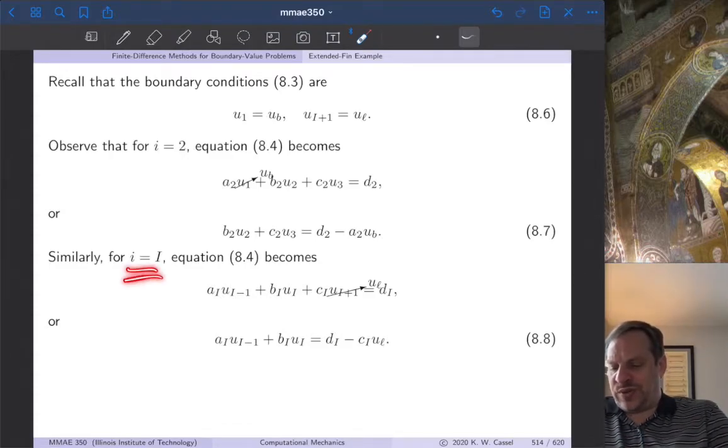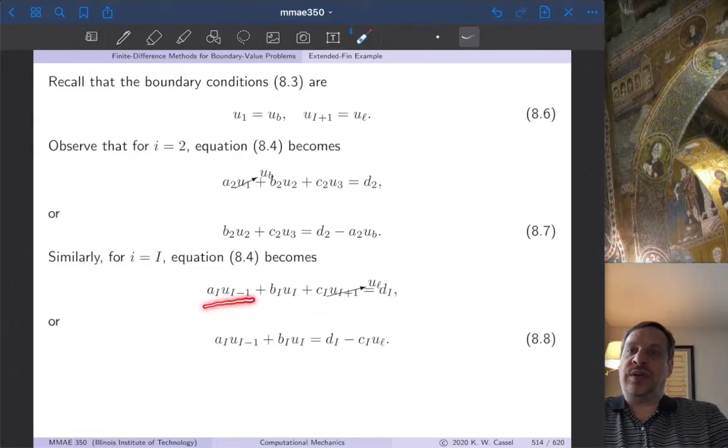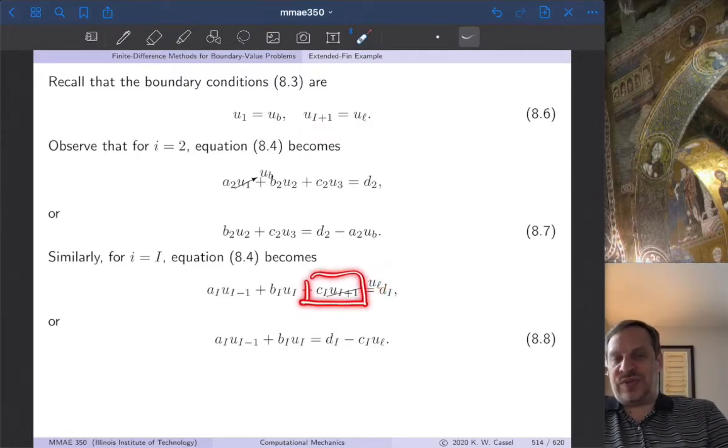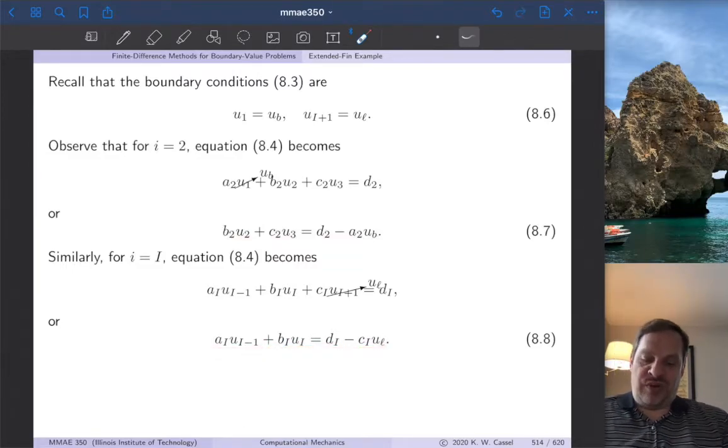Then similarly at the other end, so at the tip, I is equal to capital I, we apply that to the difference equation. And so now we have A cap I U cap I minus 1 plus B cap I U cap I. But then the last term, which is C cap I times U cap I plus 1, the U cap I plus 1 is known from the boundary condition here. That is UL, that's the tip temperature. So once again, this term, the C cap I times U cap I plus 1 is known. That goes over to the right-hand side, C cap I UL, where again UL is the right tip temperature. So that is the last equation. So we've revised, updated the first equation and the last equation according to our Dirichlet boundary conditions.